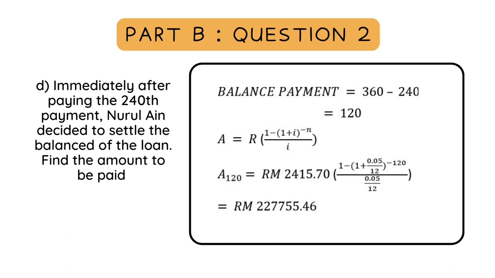Use the formula A equal R bracket 1 minus bracket 1 plus I bracket minus the power of n bracket divided by I. After using this formula, 2415.70 bracket 1 minus bracket 1 plus 0.05 divided by 12 bracket the power of minus 120 bracket divided by 0.05 per 12 and we get the answer 227755.46 ringgit.